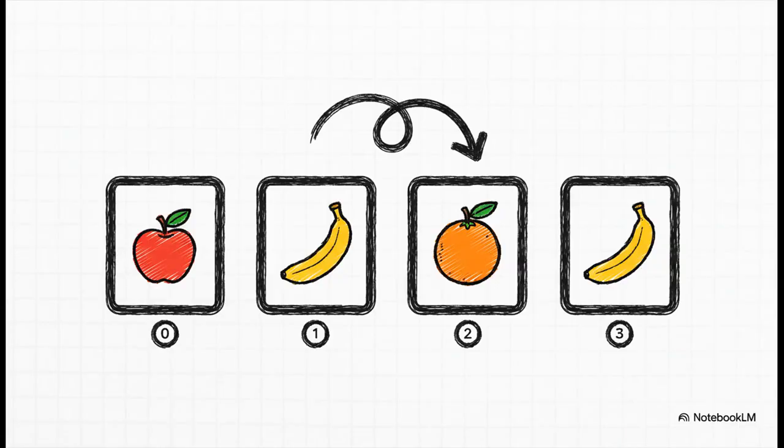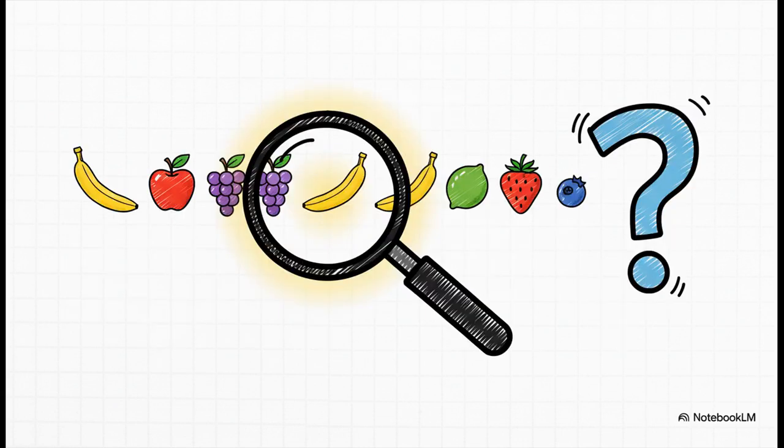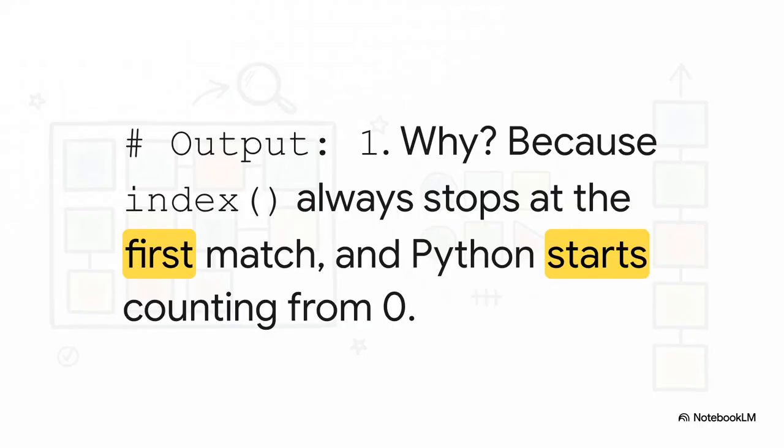Here we've got a simple list called fruits. We have apple, banana, orange, and then banana shows up again. So what do you think happens when we ask Python to find the index of banana? We'll run the code fruits.index('banana'). Take a quick guess. What number do you think is going to pop out? And the output is 1.